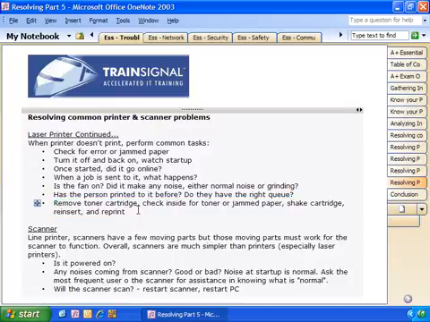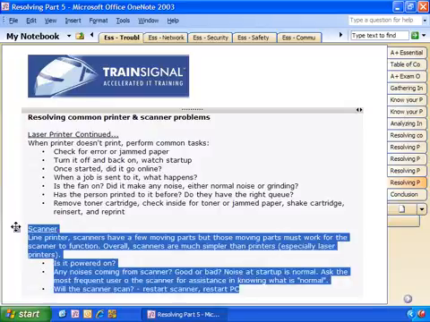All right, we talked about laser printer, bubble jet, and dot matrix printer issues. Now let's touch on scanner issues. We haven't spent much time on scanner issues because overall scanners are much simpler than printers, especially laser printers. Scanners have very few moving parts, and those moving parts must work for the scanner to function, of course, but there's just so few moving parts, you don't usually have a lot of problems with scanners when you compare the amount of problems to laser printers.